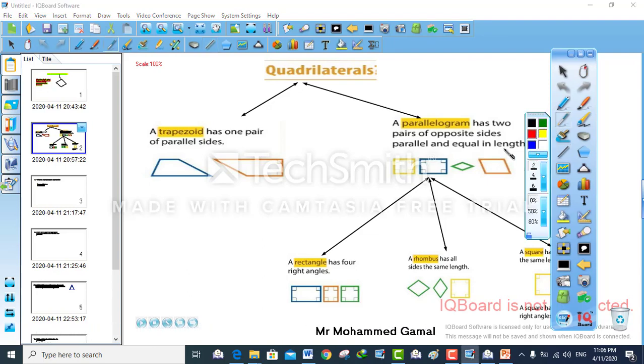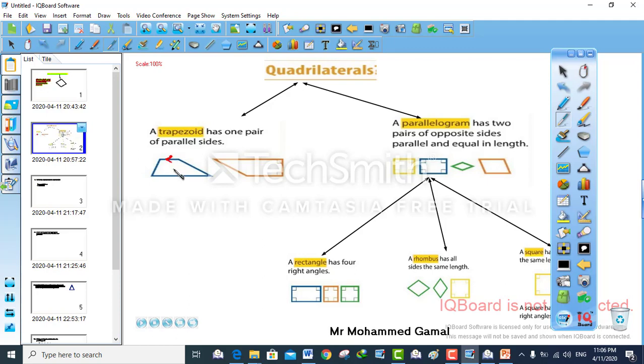Let's clarify it. Here is our trapezoid. This is the shape of the trapezoid. It can be like this one or that one. As you see, this pair, they are parallel. You know what a parallel line is? Like these two lines, they are parallel. They have the same direction. Okay, so this shape, which has one pair of parallel lines, is called a trapezoid.